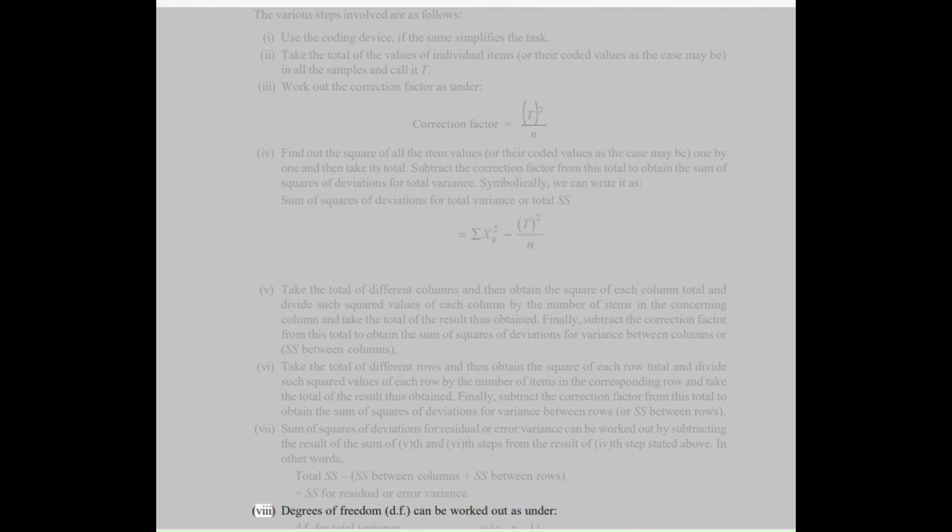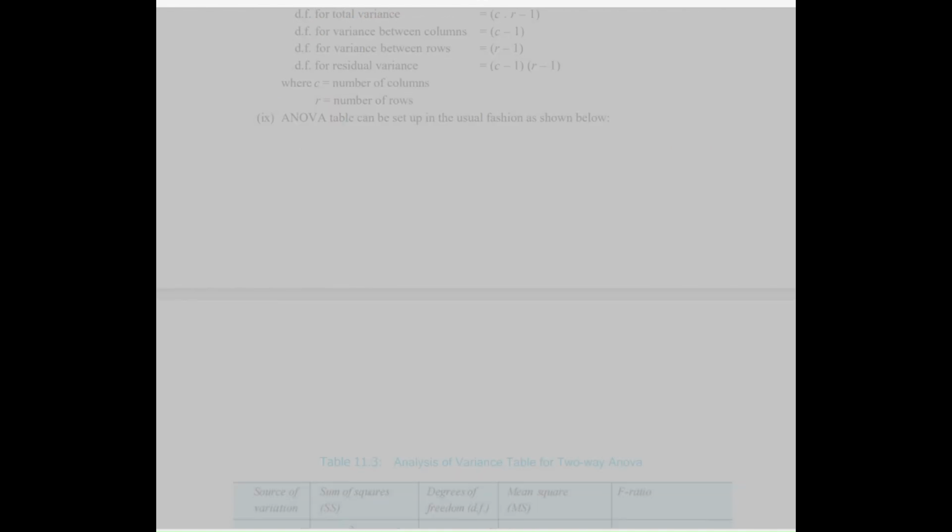8. Degrees of freedom (df) can be worked out as under: df for total variance is equal to (c*r - 1); df for variance between columns is equal to (c - 1); df for variance between rows is equal to (r - 1); df for residual variance is equal to (c - 1)(r - 1), where c is equal to number of columns, r is equal to number of rows. 9. ANOVA table can be set up in the usual fashion as shown below.